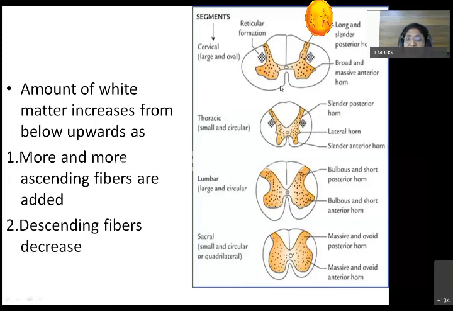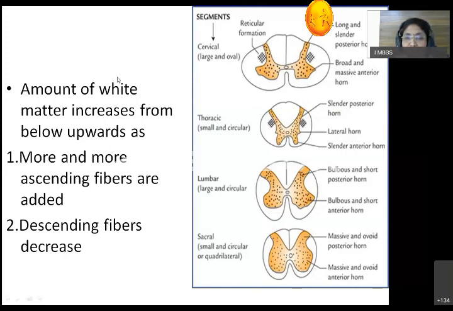These fibers are myelinated, and hence the appearance of this matter is white, and hence it is called white matter. As we go up, the amount of white matter is more, whereas gray matter is more only in the cervical and lumbosacral region. This is all about the internal structure of the spinal cord.